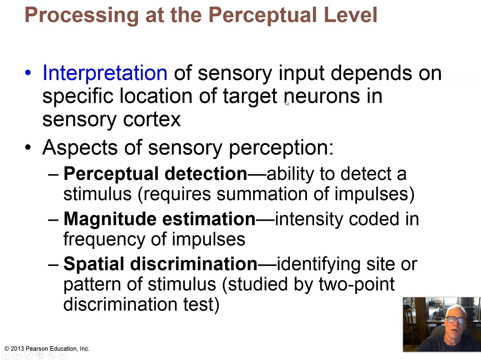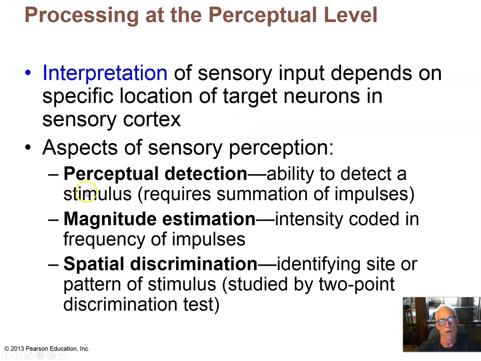Interpretation, or association, the perceptual level, understanding the meaning and significance of the stimuli. So once we get the information coming into the primary somatosensory cortex, for example, we can make sense of it by associating or comparing it with memories in the association cortex. That's true for any of the sensory inputs.